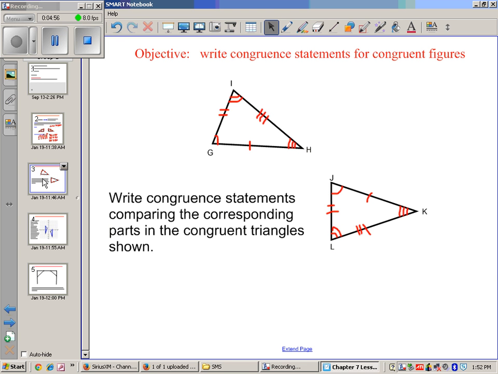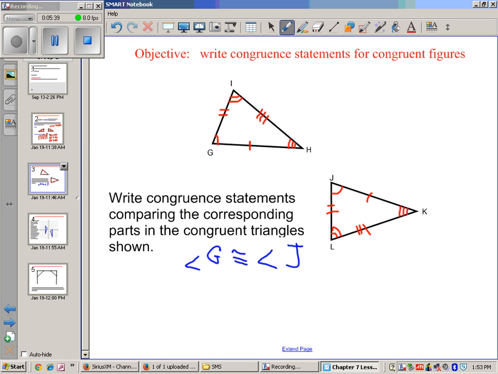Write congruent statements comparing the corresponding parts in the congruent triangles shown. Okay, so once again, from our key concept, the way we can write how things are congruent, we either can do it by the sides or by the angles. So let's start with our angles. We'll look at triangle GHI at top first. Let's look at G. G's got the one little angle mark, so angle G is congruent to angle, what's over here, in JKL. J's got the one little mark, so that means that must be congruent to G.